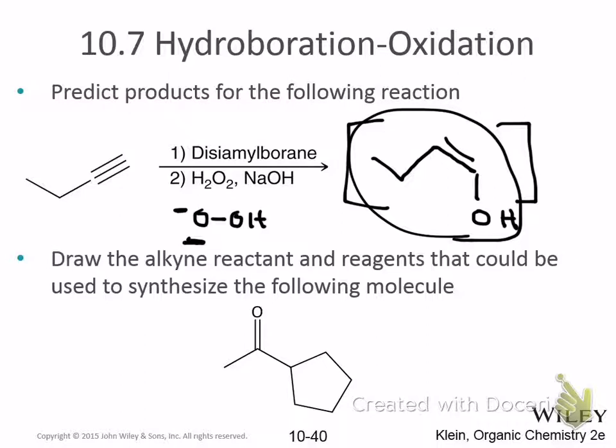Okay? But that's an enol, right? So enols are less stable than their keto forms. So this one will interconvert to the keto form and form the aldehyde since it was a terminal alkene or alkyne.